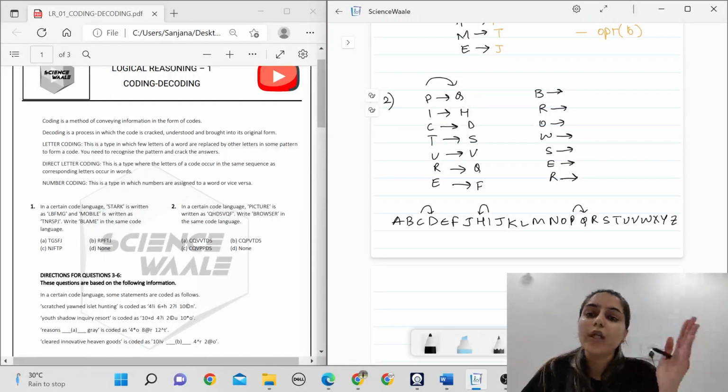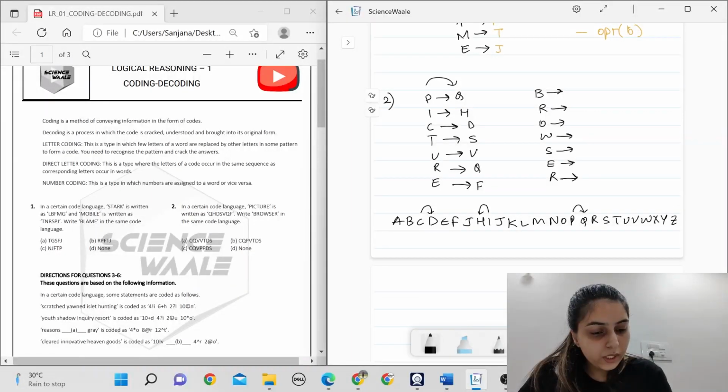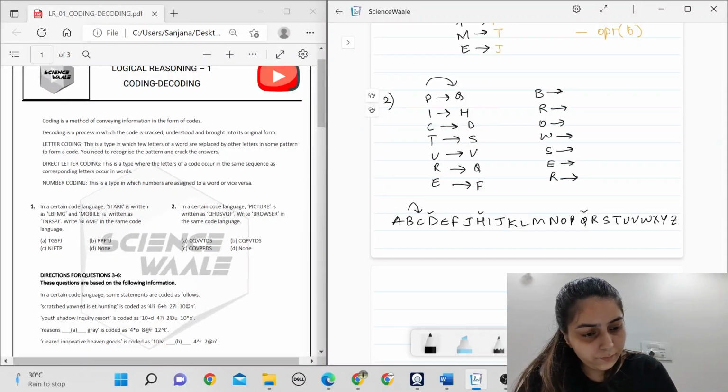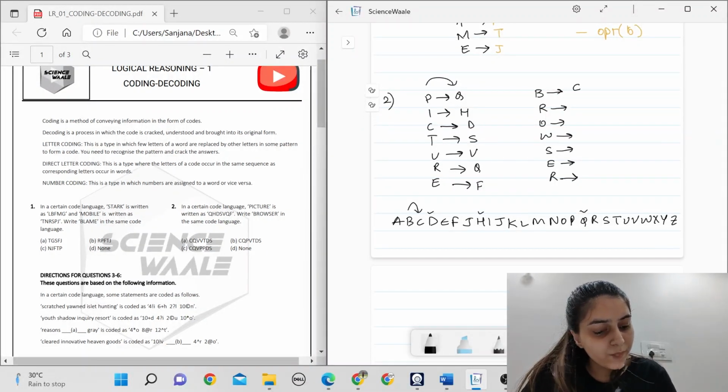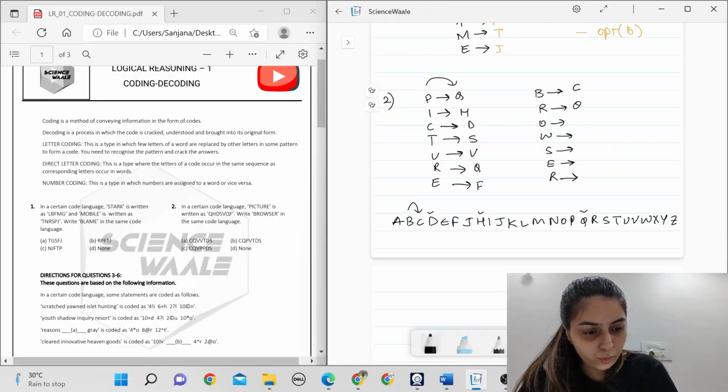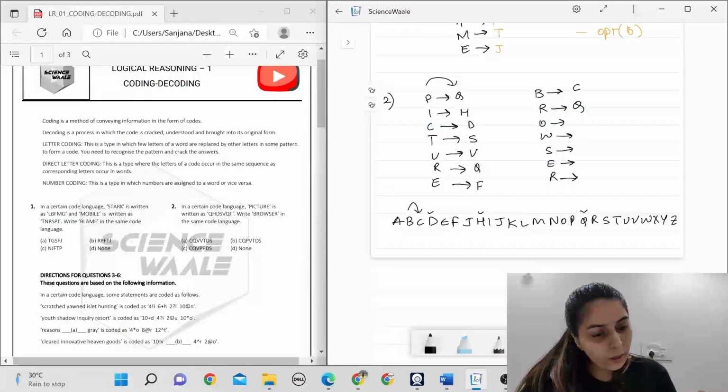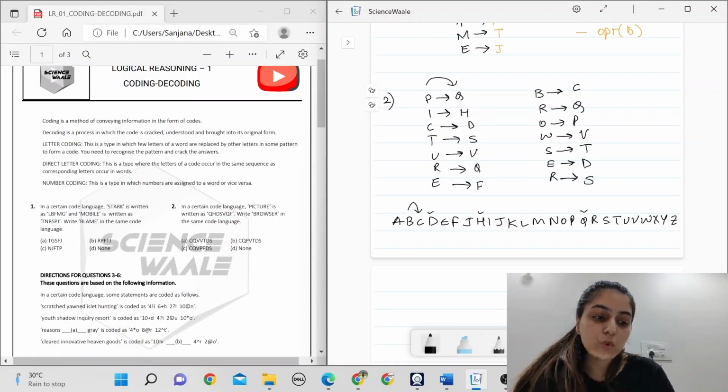So if we move on in the same sense and try to answer for browser, B would go for C, R would go to the preceding letter, which is Q. O would go to the succeeding letter, which is P. W would go to V. S would go to T. E would go to D, and R would go to S.